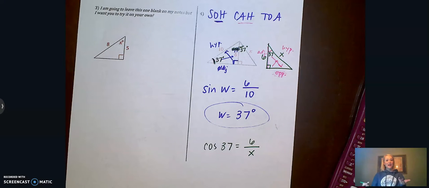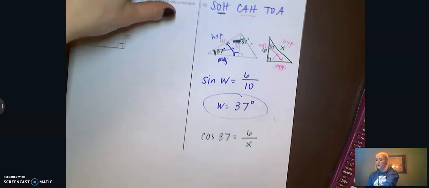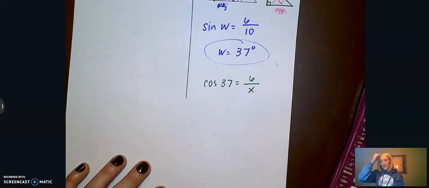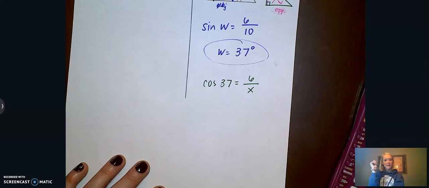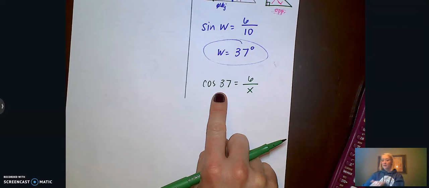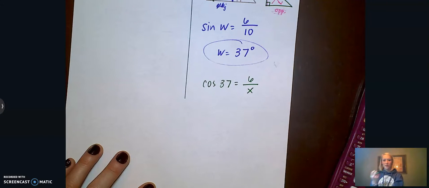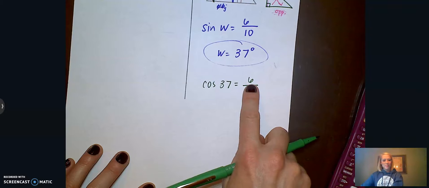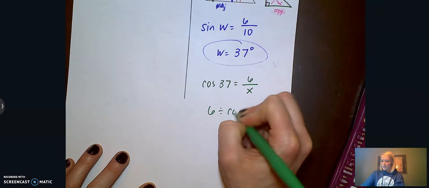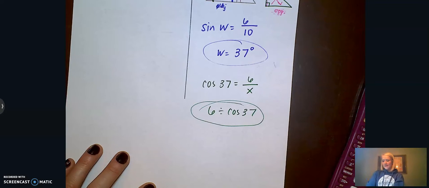This time I had the angle, you guys. So this is actually a problem from yesterday where I'm finding a side length. If you didn't catch on to this from yesterday, you don't have to do the cosine -1 anymore. You only do the -1 when you're finding the angle. I'm finding the side. When the number's on top, you always just do 6 divided by cosine 37. That's how you'll put that in your calculator.